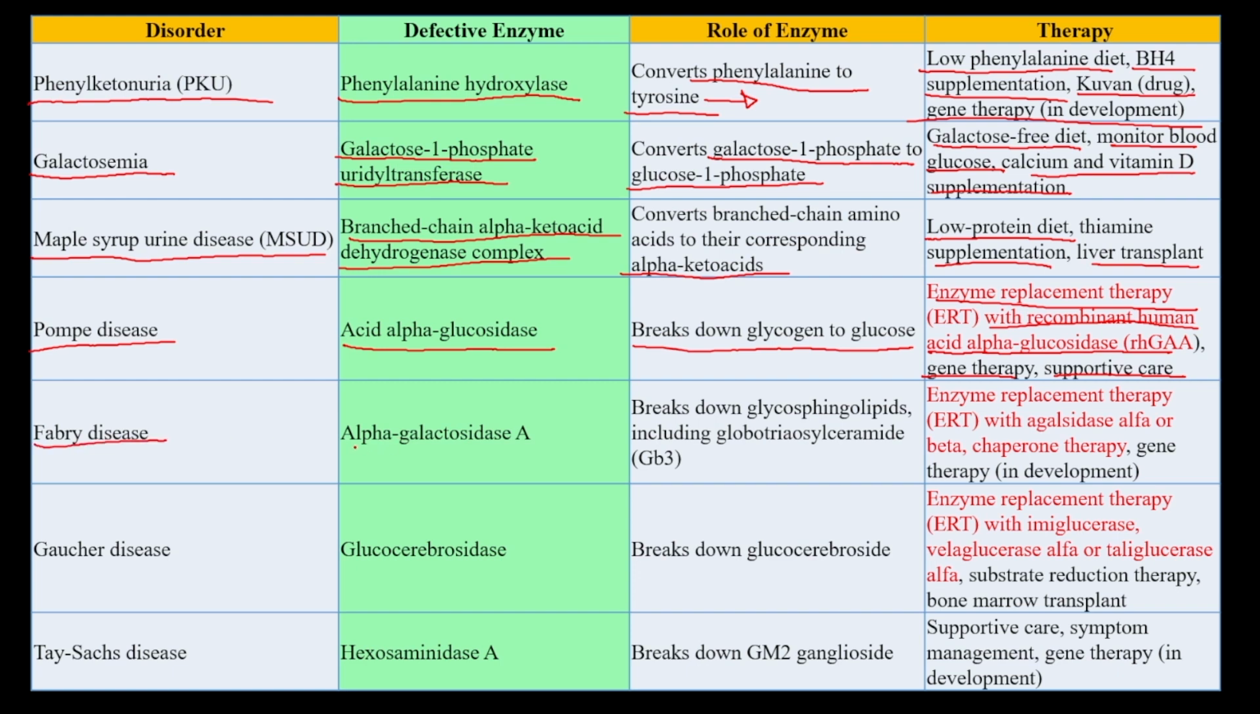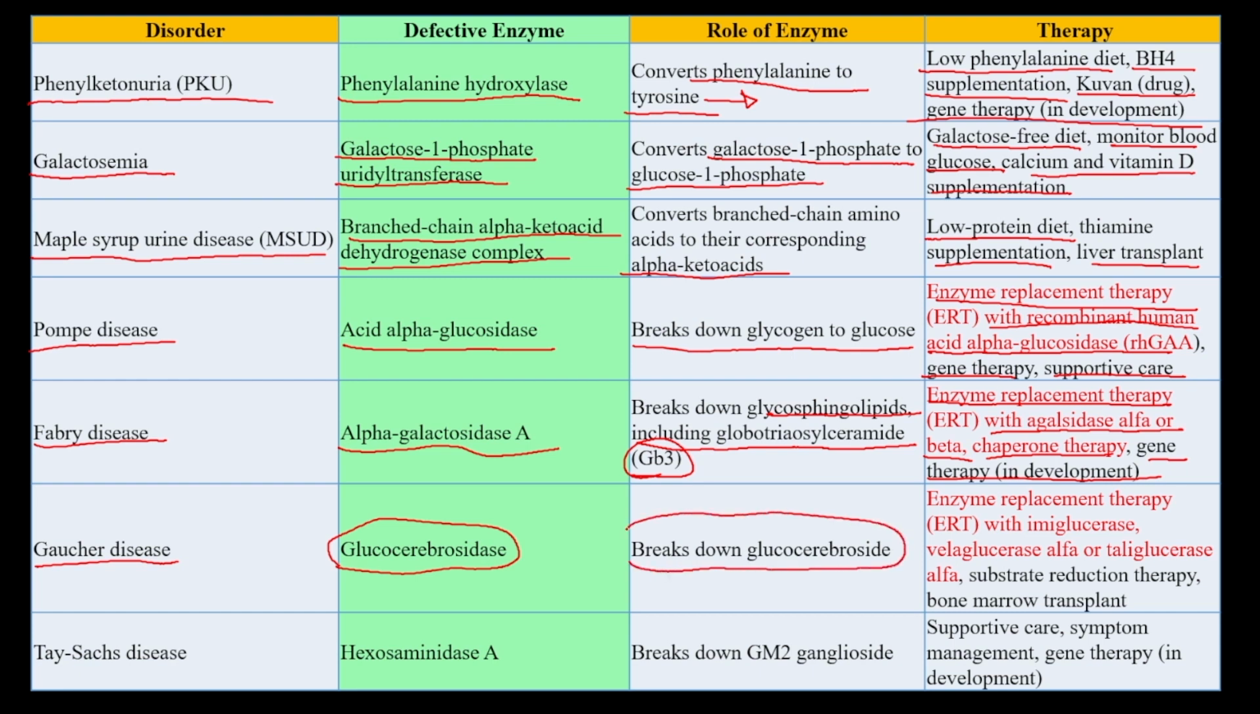Fabry disease. The defective enzyme is alpha galactosidase. It breaks down glycosphingolipids, including globotriaosylceramide or GB3. And the therapy is enzyme replacement therapy with agalsidase alpha or beta, chaperone therapy, and gene therapy. Then we have Gaucher's disease. Gaucher disease involves the enzyme called glucocerebrosidase, and it actually breaks down glucocerebroside, right?